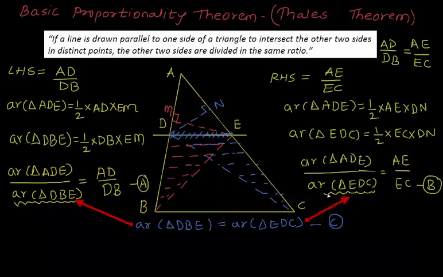So as the area of DBE is equal to the area of EDC, and their numerators are the same as well as the denominators, we can get from equations A, B and C that AD upon DB must be equal to AE upon EC. That means the parallel line divides both sides in the same proportion. This way we can prove the basic proportionality theorem. So if a line is drawn parallel to one of the sides of a triangle, then the line divides the other two sides in the same ratio. This is the basic proportionality theorem.